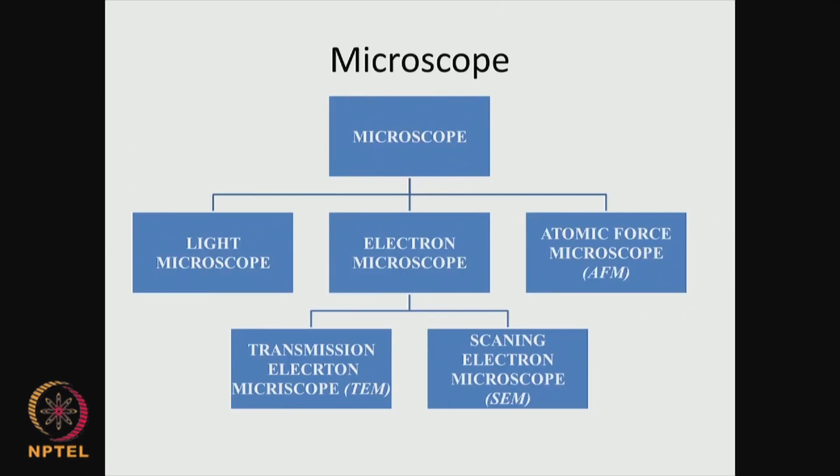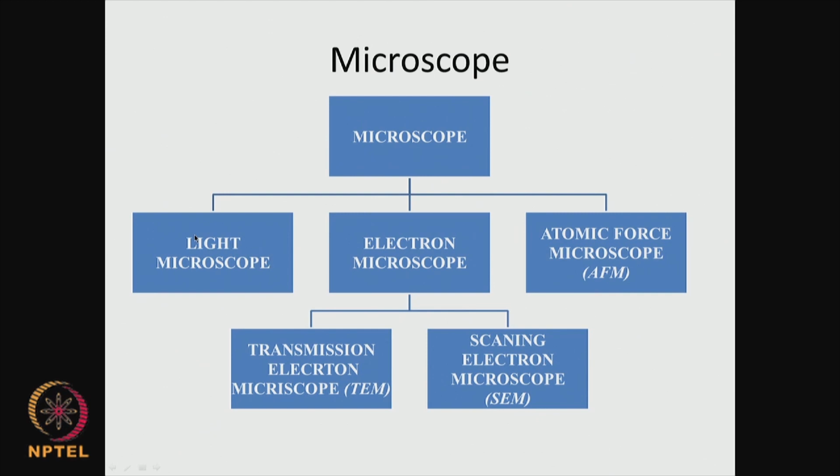Now, let us look at microscopes. Microscopes are very important. We have the light microscope, we have the electron microscope, we have the atomic force microscope. Atomic force we call AFM. Everybody knows the light microscope. This is what we normally see under light.